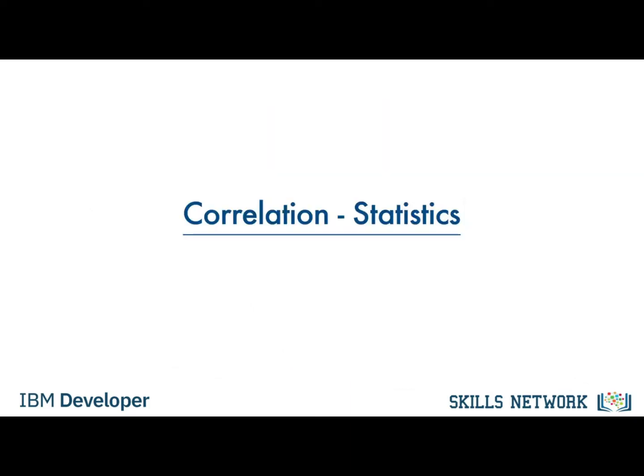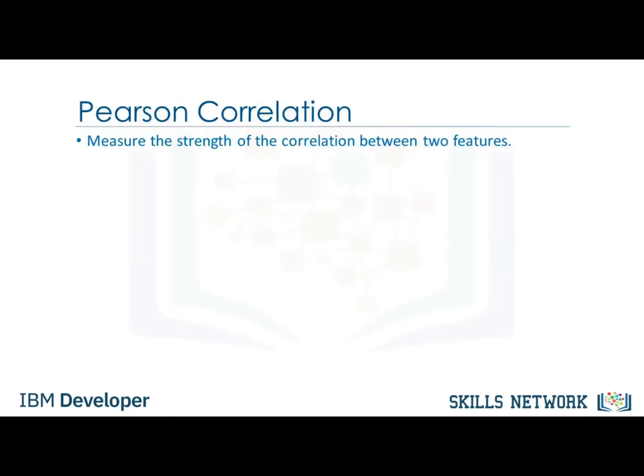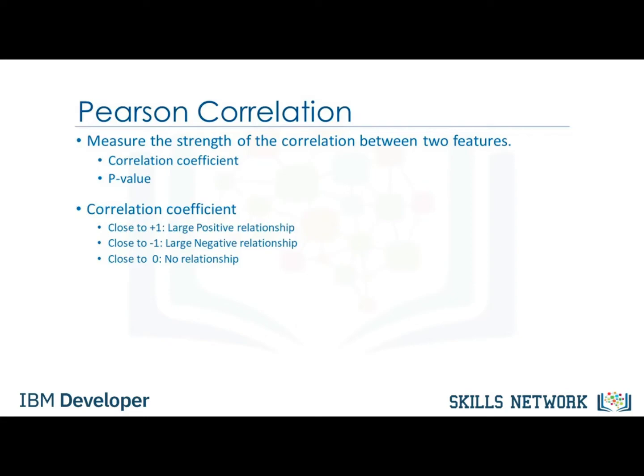In this video, we'll introduce you to various correlation statistical methods. One way to measure the strength of the correlation between continuous numerical variables is by using a method called Pearson correlation. The Pearson correlation method will give you two values, the correlation coefficient and the p-value. So how do we interpret these values? For the correlation coefficient, a value close to 1 implies a large positive correlation, while a value close to -1 implies a large negative correlation, and a value close to 0 implies no correlation between the variables.